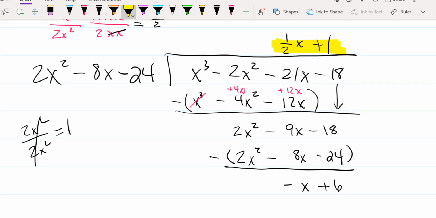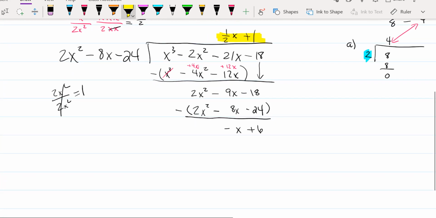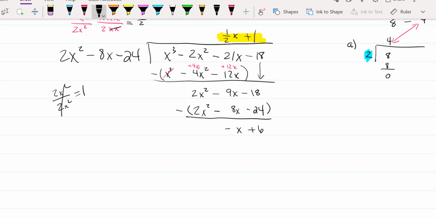So now, this piece right here, that's my slant asymptote. So the equation of the slant asymptote, we'd write like this. We can just put SA for slant asymptote. Now make sure you put y equals, because it is the equation of a line. Y equals 1/2 x plus 1.